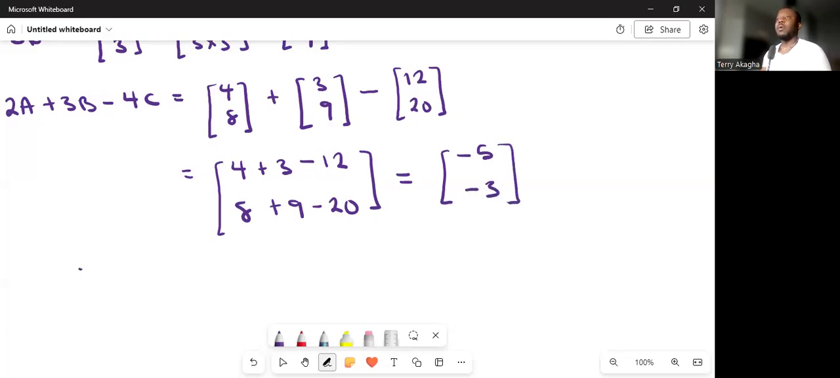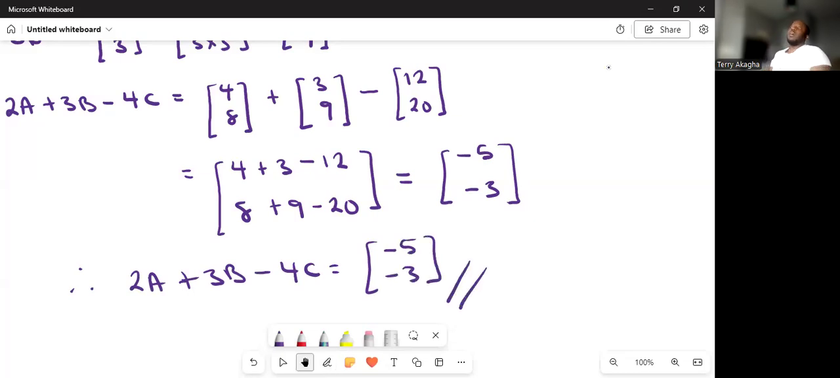So therefore, we can now say 2A plus 3B minus 4C is going to be minus 5 and minus 3. All right, and that is that for that.